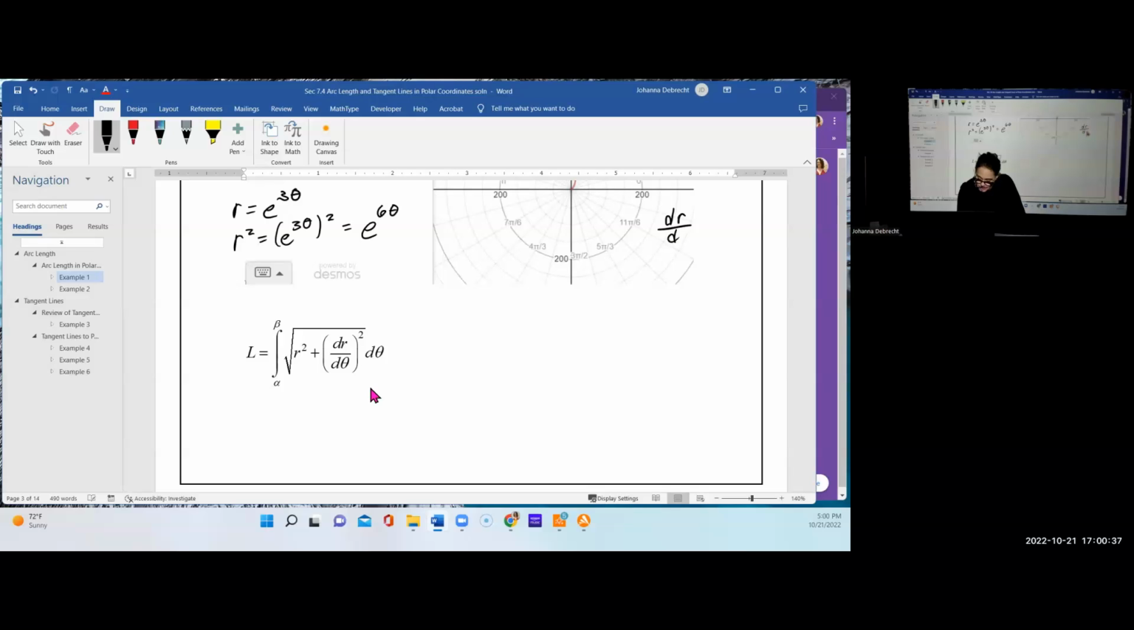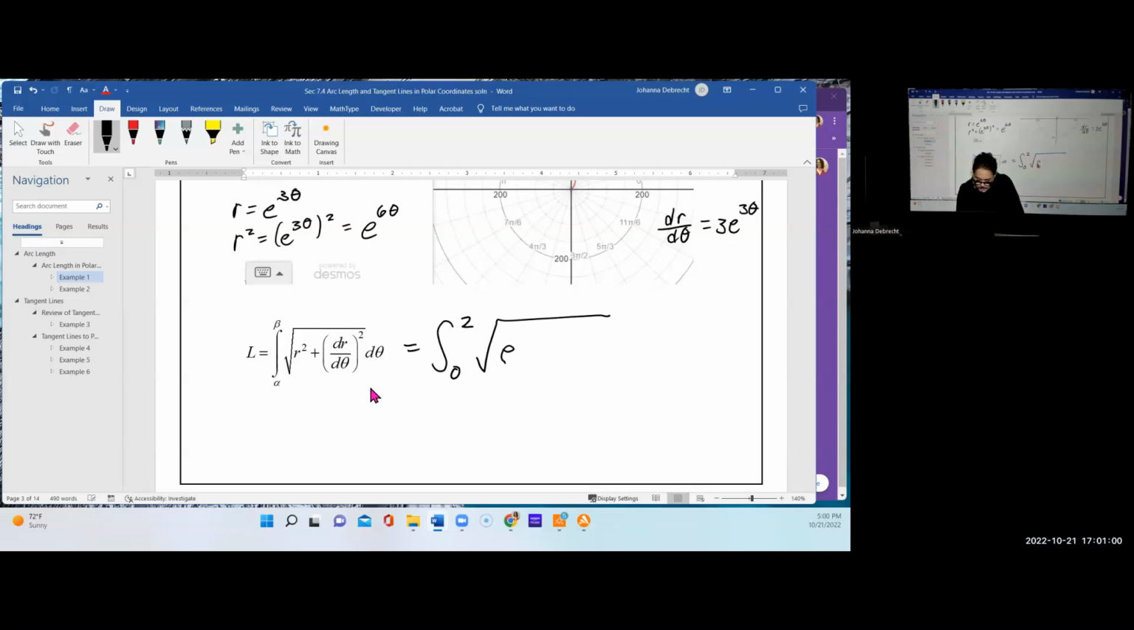So I take dr d theta, which is the derivative of the exponential, which becomes e to the u times the derivative of u, and u is the 3 theta. So I get 3 e to the 3 theta, right? And my alpha is 0 and my beta is 2. And I'm going to put these in here.